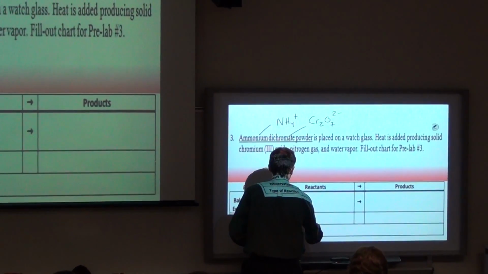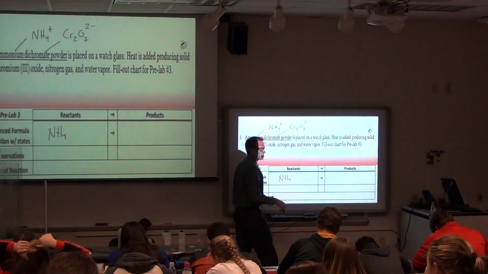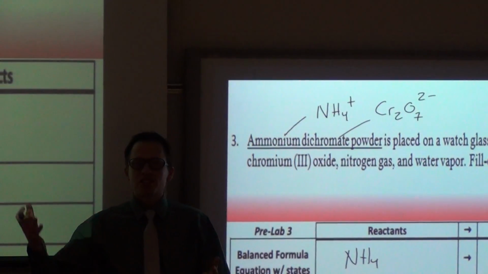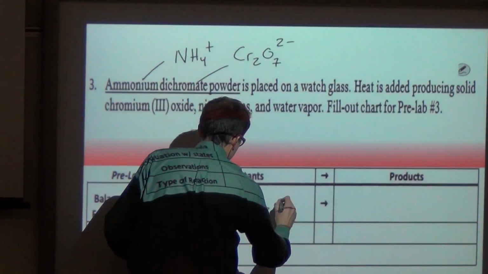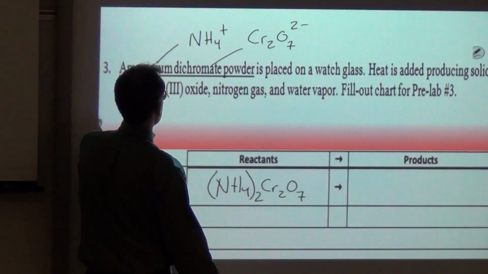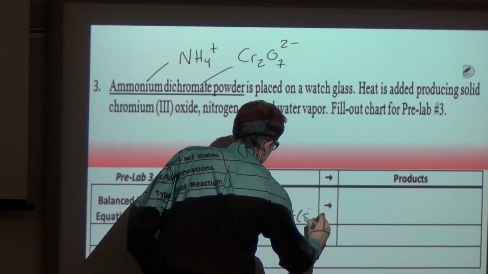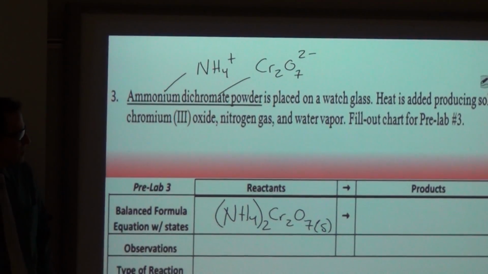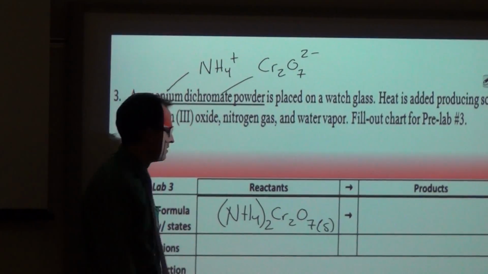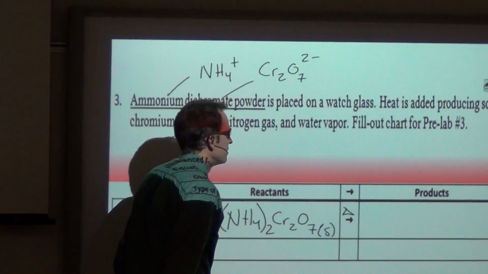So it's just simply NH4. What do I do when I have a polyatomic ion with a charge? I bring down that number with a parenthesis. And it says that it's a powder, so I'm going to guess that's a solid. We'll do observations in a second. Then it says heat is added, so I need to add some heat.